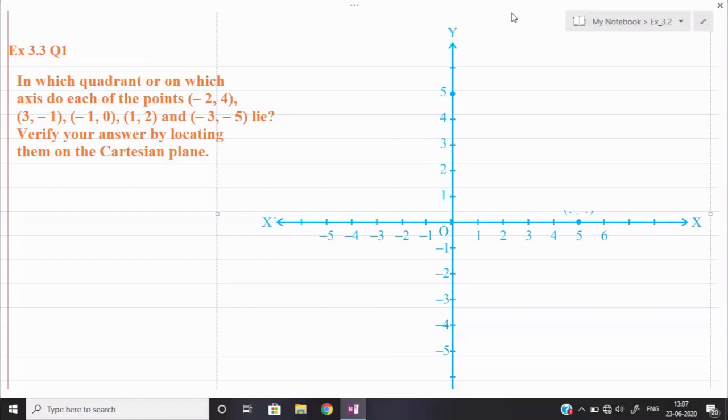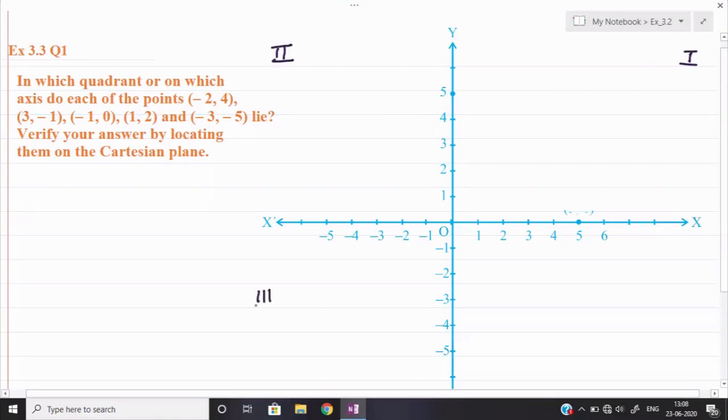First of all, look at the first one. They are saying here minus 2, 4. See, there are two ways we can easily find out on which axis or on which quadrant they lie. If a point lies on any particular quadrant, with the help of sign convention we can easily find out. If I say this is my first quadrant, then this is my second quadrant, this will be the third quadrant, and this will be the fourth quadrant.